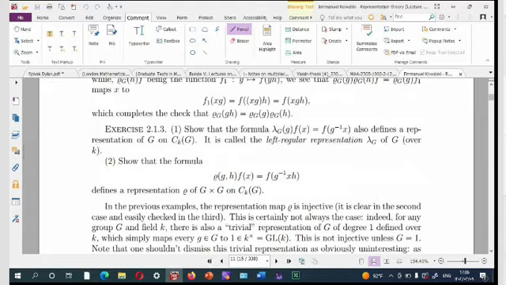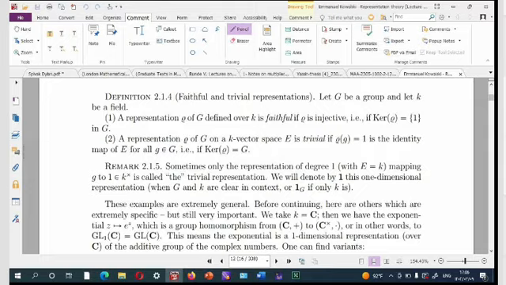And also we have these two definitions: faithful and trivial representation of the group, and let K be a field. A representation rho of G defined over K is faithful if rho is injective or one-to-one. On the other hand, the kernel of rho is equal to the identity only. This fact is equivalent to rho being a one-to-one or injective map.